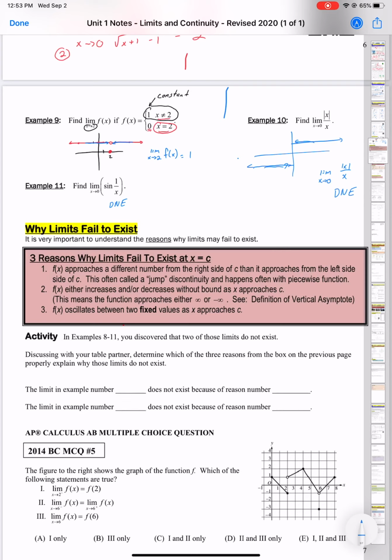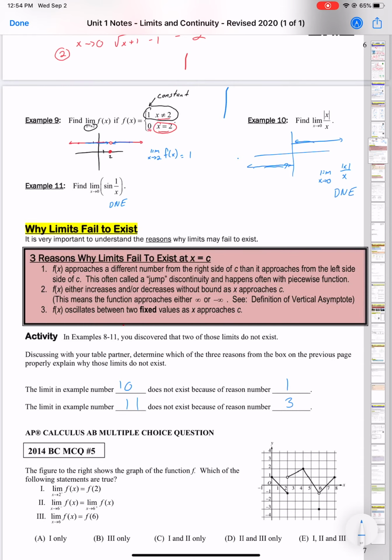All right, so we could say the limit in number 10 didn't exist. And we kind of just talked about that was because of reason number 1, that the graph wasn't approaching the same thing from both sides of 0. And then the reason number 11 didn't exist was reason number 3 here, because the function was oscillating or bouncing back and forth between two fixed values. So because of reason 3.